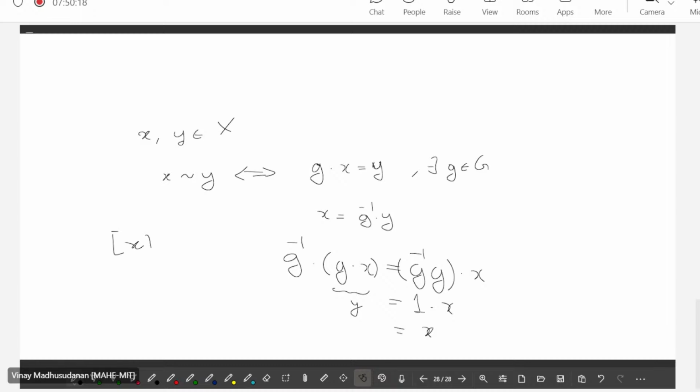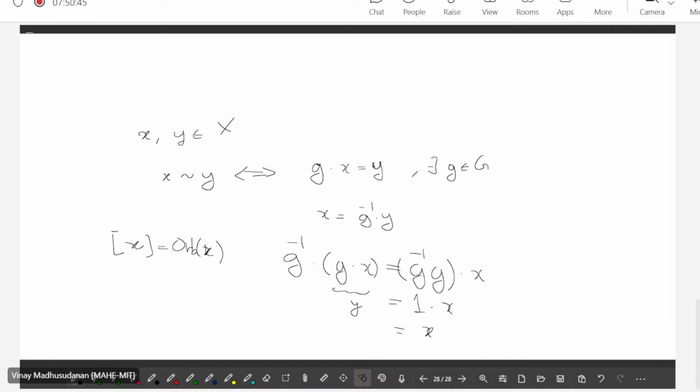So the class of X under this equivalence relation is exactly the orbit of X. Many books define it that way. In the notes also I've defined it that way. You can define it the other way also and then show that this is true. Whichever way you define it, you show that it's equal to the other one. So pretty obvious that it's equal to this.